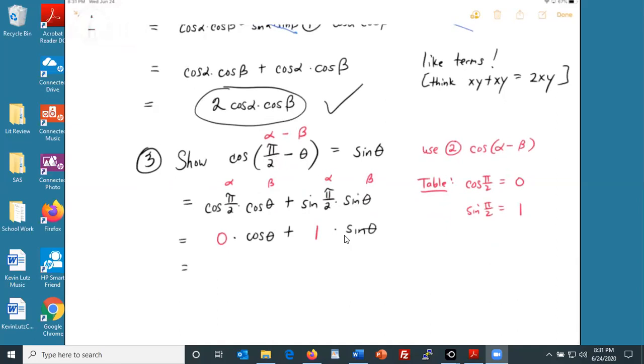This next step here, if you can see the answer already, you could probably skip this. But in case you're not aware, 0 times cosine is 0. Cosine's gone, right? Because we multiplied it by 0. So we get 0 plus sine of theta, which is what we wish to show, sine of theta.